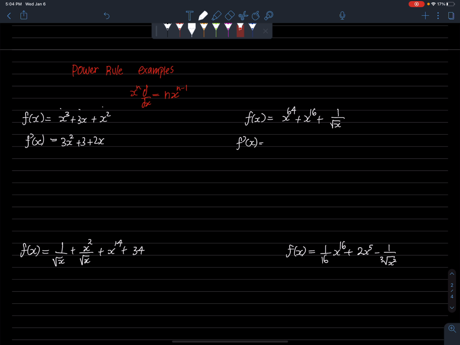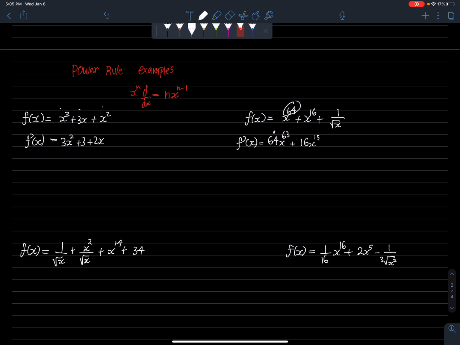F prime of x for this one. So you have a polynomial function and you also have a rational function. Not irrational, rational. So you have 64 times x to the 63. You have n, which was 64, in the front. Then you have n minus 1 as the exponent of x, so 63. Then same thing for x to the 16: 16 x to the 15.